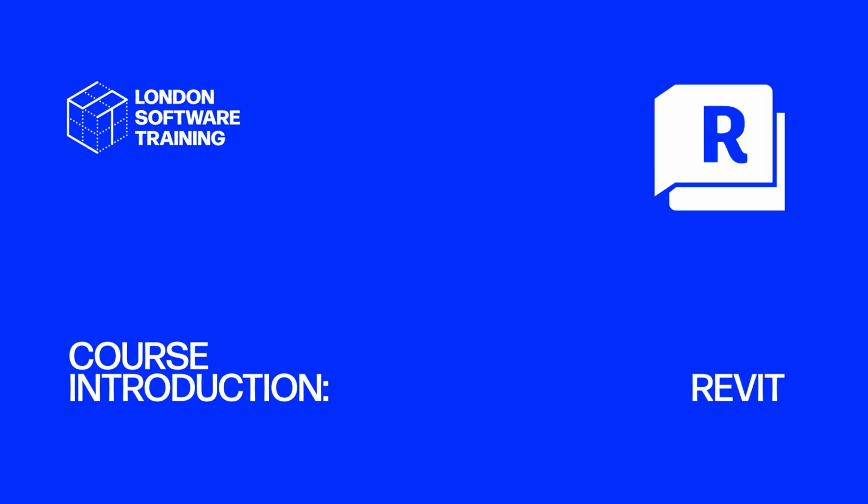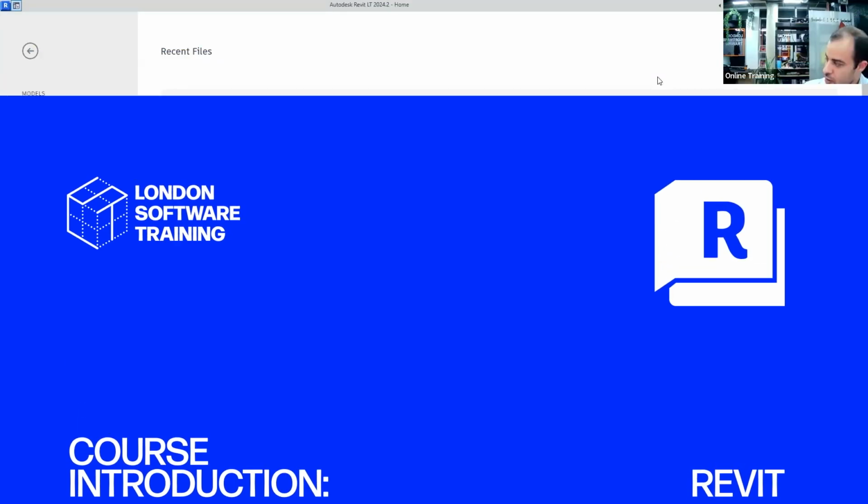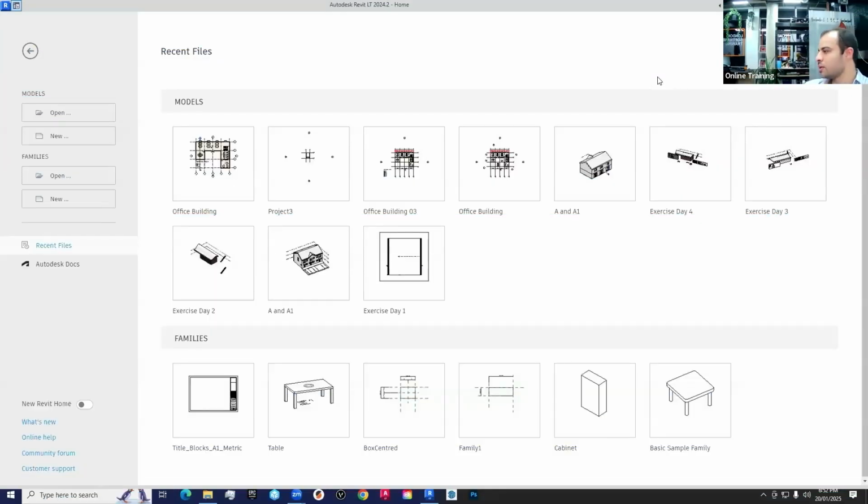Just a quick introduction. Revit is what we call a BIM software. BIM stands for Building Information Modeling. So it's a program that we use to model buildings, nothing else. Not like a generic 3D modeling software like Rhino, for example, where you can model jewelry and different stuff. Revit is a building modeling software.